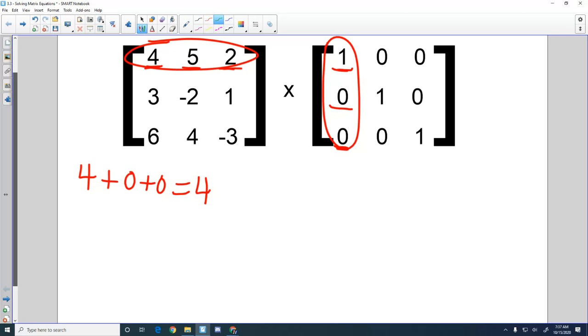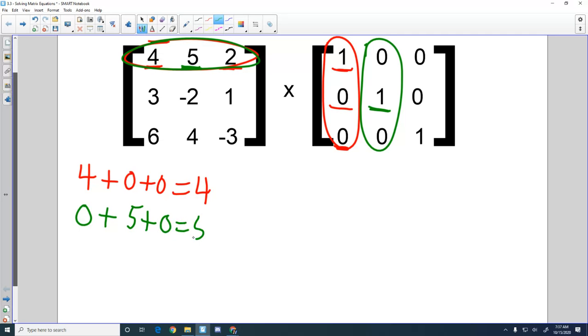Sticking with the first row, we have to then multiply that times each of the subsequent columns as well. So we take that first row times the second column. We do that same process. So 4 times 0 is 0. Then I've got 5 times 1, which is 5, plus 2 times 0, the third element in each of those, which is 0. Add those up and we get 5.